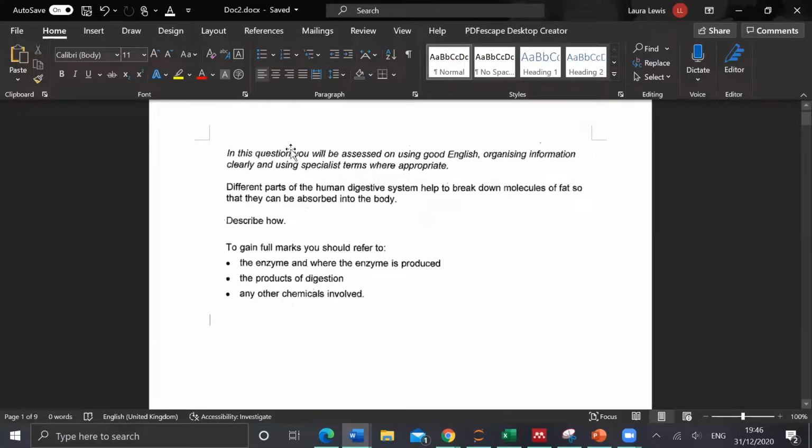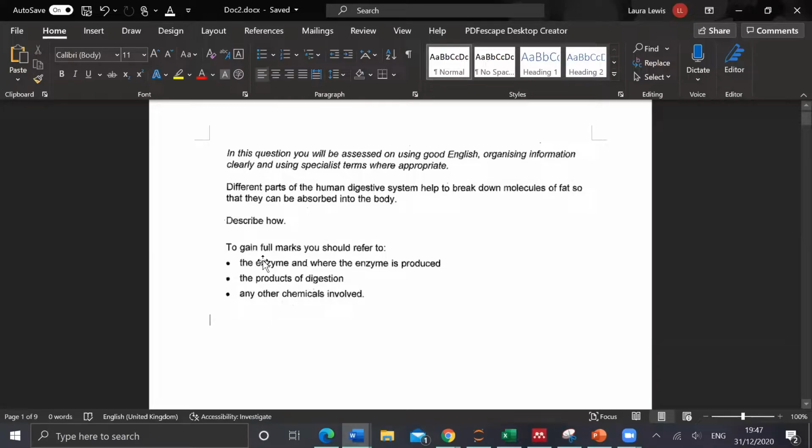In this question, you'll be assessed on using good English, organising information clearly, and using specialist terms where appropriate. So you'll be assessed not just on your knowledge, but the way you write it. Make sure it makes sense when you write it. Different parts of the human digestive system help to break down molecules of fat so that they can be absorbed into the body. Describe how. And to gain full marks, there is extra guidance.